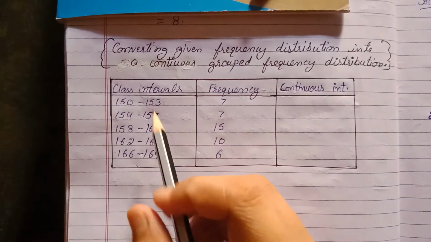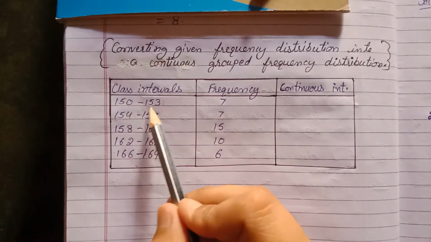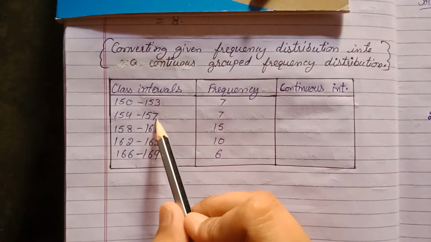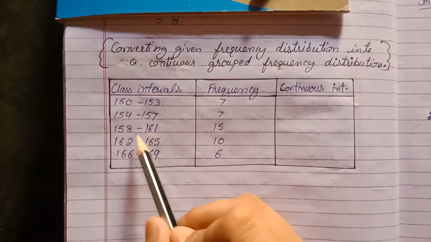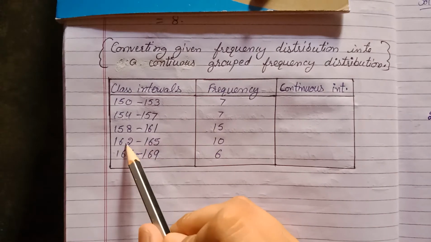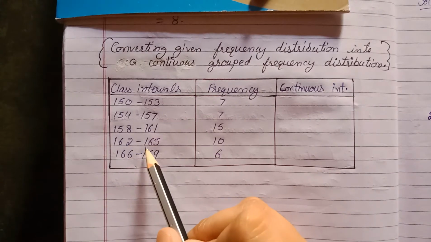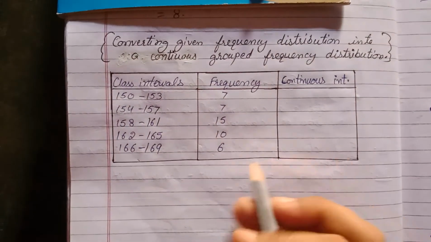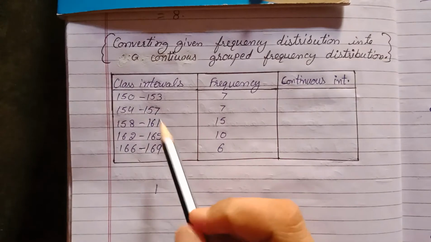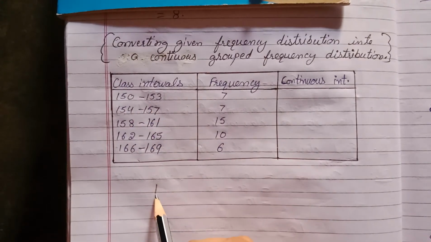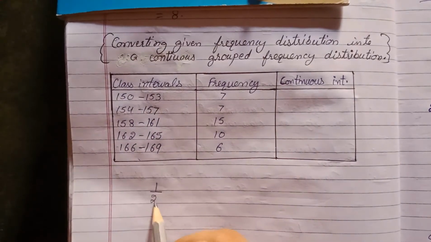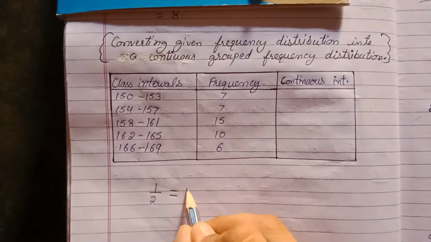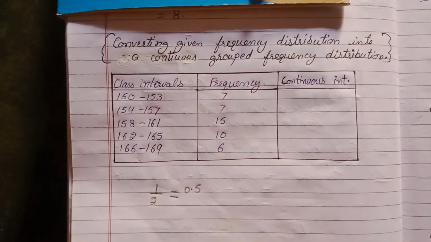So we have to make them continuous. Here is a difference between 153 and 154, a difference of 1. Here also 157 and 158, a difference of 1. Here 161, 162, again a difference of 1. 165, 166, again a difference of 1. So now what we will do, we will take this gap of one, and divide it by 2. When we divide 1 by 2, we get in decimal form 0.5.